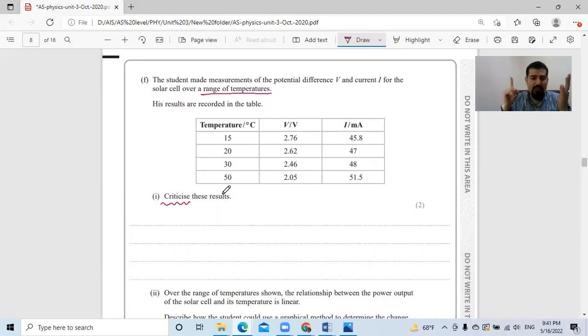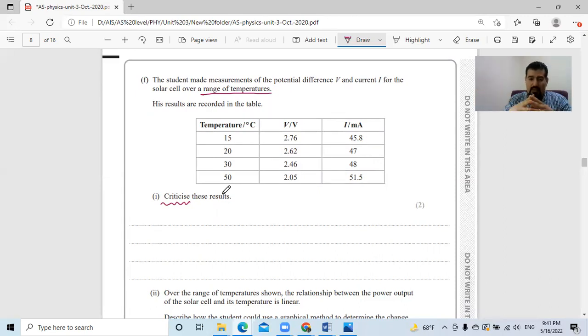For example, number one, we have only what? Few readings. We have only 4 readings. This is not enough to do an experiment. At least we need 8 or 10. It depends on the experiment. Number two, there is no evidence for repetition. There is no evidence for repeating the voltage with the current and finding the average current.